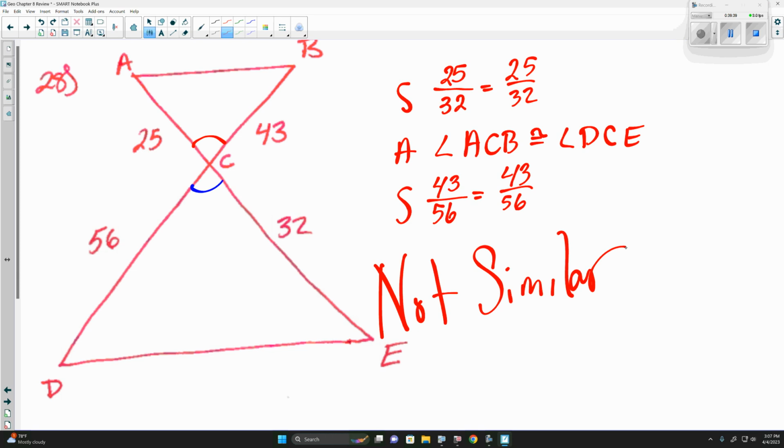Yep. So if these 2 had actually been proportional, the same proportion, then we can say they're similar by side angle side and write our statement. They're not always going to work. Any questions on any of these here?